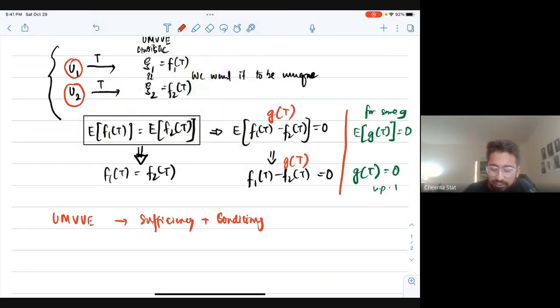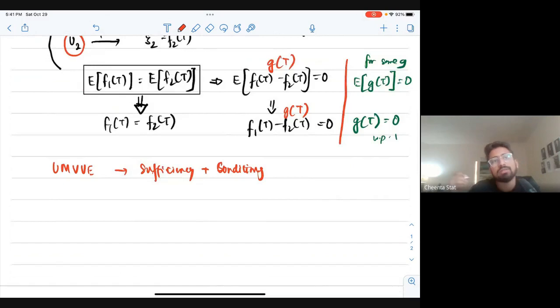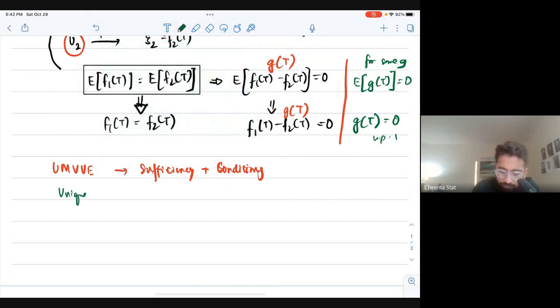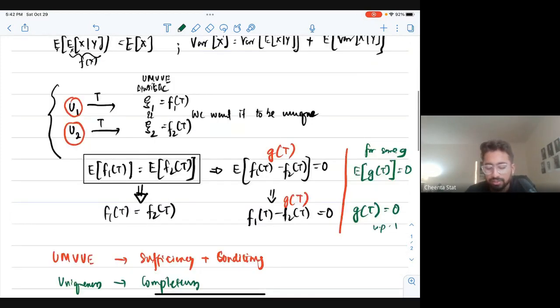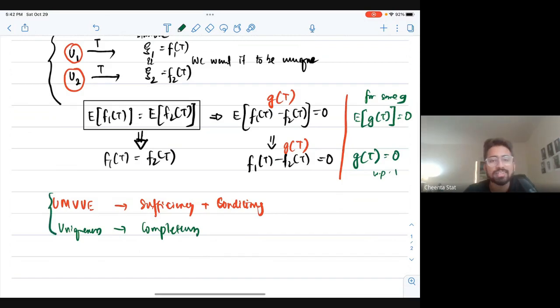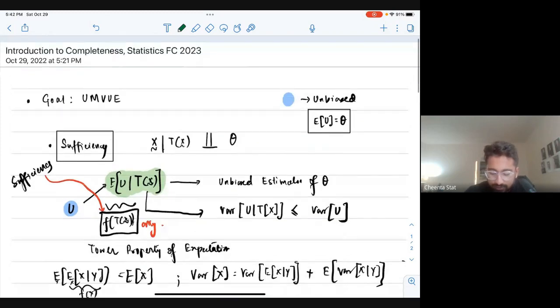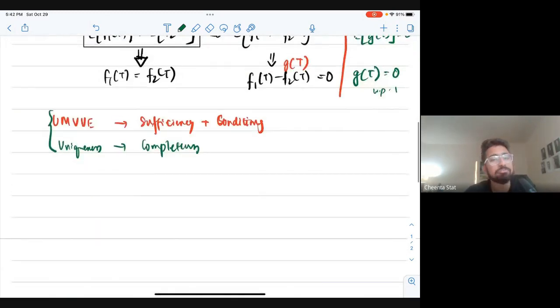So this is the basic idea. UMVU is obtained by sufficiency and conditioning, and the uniqueness part is offered by completeness. This is why completeness is really useful and why it came into being. To make it unique, because in probability many things can happen, these two things are important. Using a complete sufficient statistic, both of them, we can find a unique UMVU in the class. So this is the basic idea of why completeness is important.